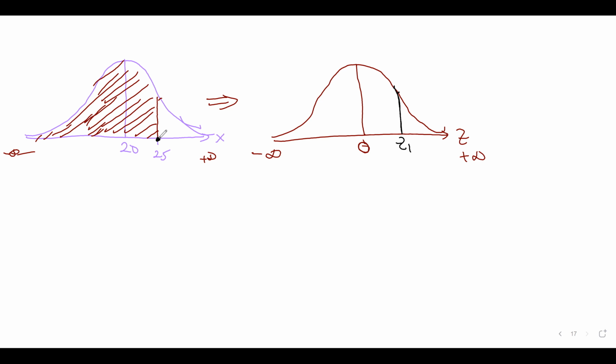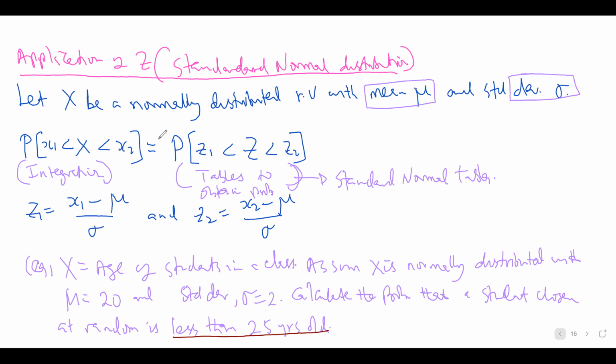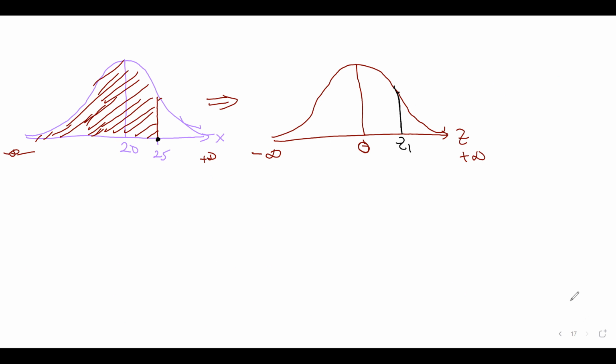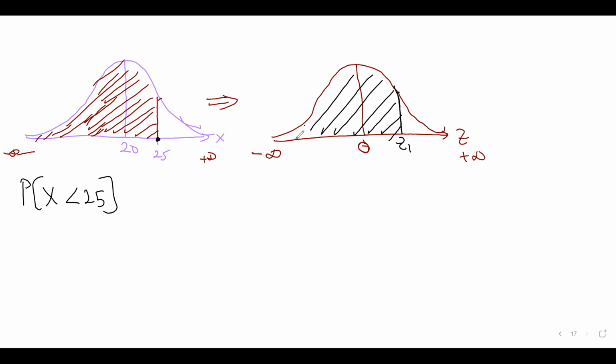So that's why we need to transform. That's why we need to use this transformation here. So we'll come here and say probability that the age is less than 25. So here I'm also supposed to shade like this. We're looking for the same.